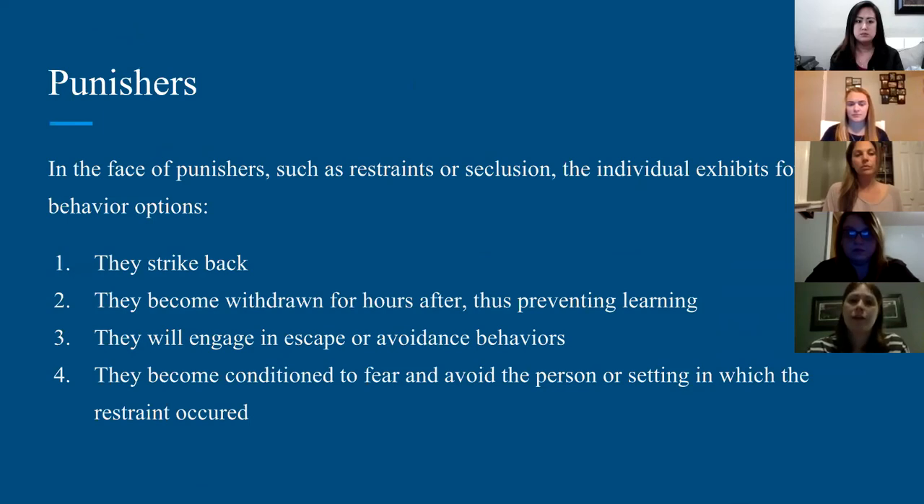When used as a punisher, in the face of punishers such as restraints and seclusions, the individual will exhibit 4 behaviors. Number 1, they will strike back. 2, they will become withdrawn for hours, thus preventing the learning to continue. 3, they will engage in escape or avoidance behaviors. And 4, they will become conditioned to fear and avoid the person or setting in which the restraint or seclusion has occurred.